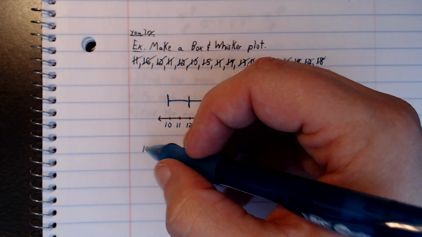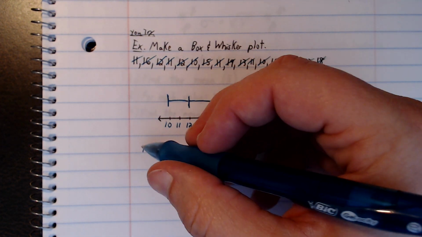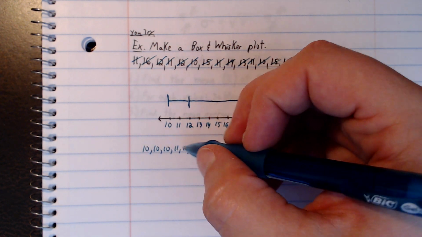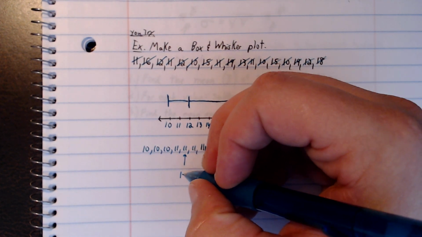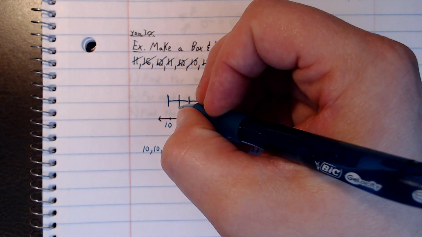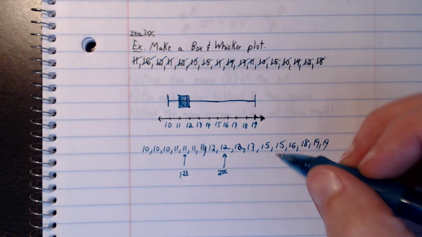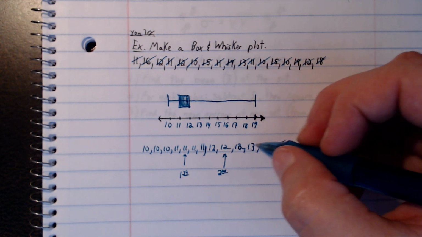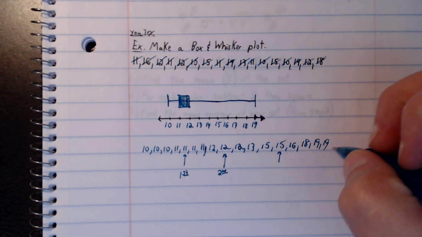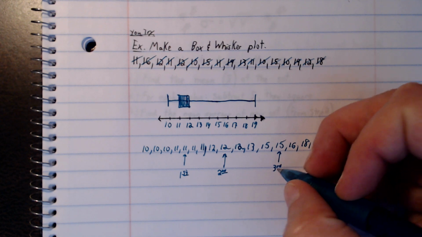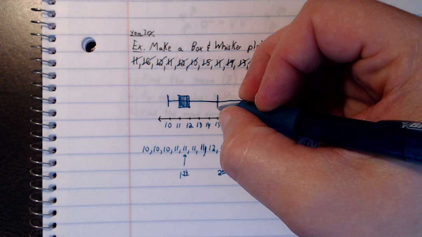So let's see. There's 9 here. Half of 9 is 4, round up. So 1, 2, 3, 4, 5. Here's our first quartile at 11. And then let's see, 1, 2, 3, 4, 5 right here is our third quartile at 15.